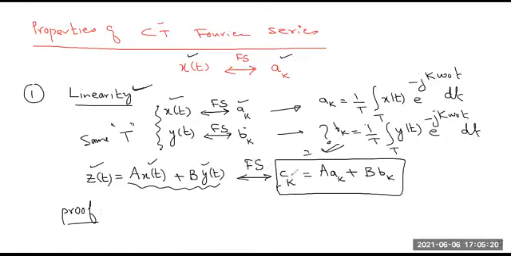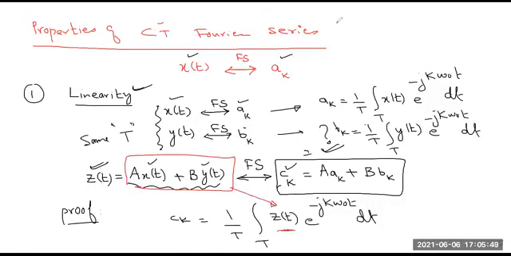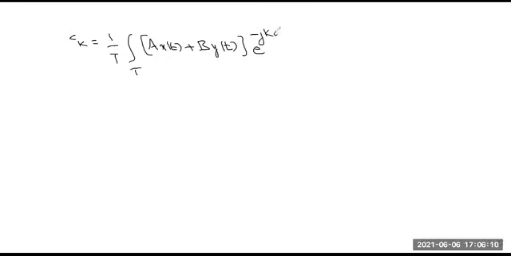So based on this, if I want to find out the relationship of c sub k with z of t, I will say c sub k must be equal to 1 over T, integration over one period, z of t e to the power minus jk omega naught t. But we know that this z of t is equal to this thing. So let me substitute this value over here. So we will say c sub k is equal to 1 over T, integration over T, a times x of t plus b times y of t, e to the power minus jk omega naught t.